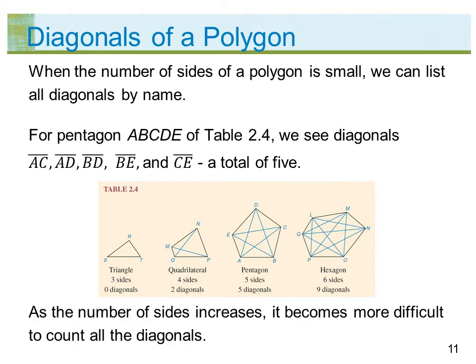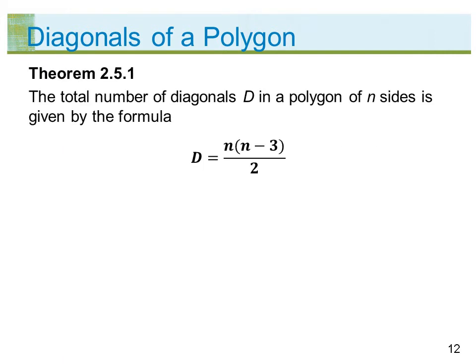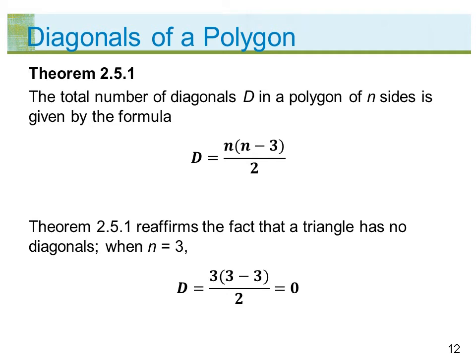As the number of sides increases, it becomes more difficult to count all the diagonals. Theorem 2.5.1. The total number of diagonals D in a polygon of n sides is given by the formula D equals n times the quantity n minus 3, all divided by 2. Theorem 2.5.1 reaffirms the fact that a triangle has no diagonals when n equals 3. D equals 3 times the quantity 3 minus 3, all divided by 2, which equals 0.